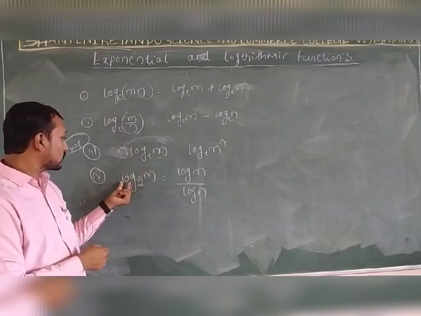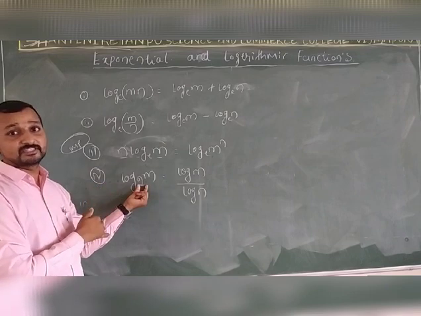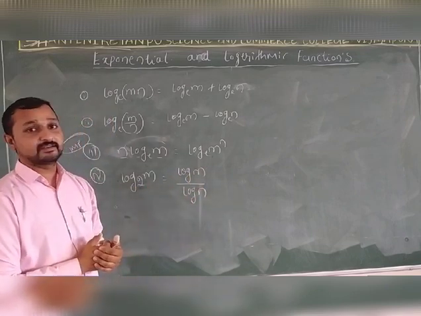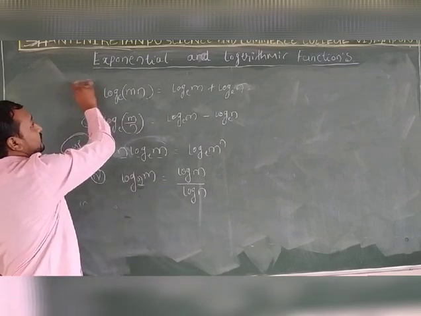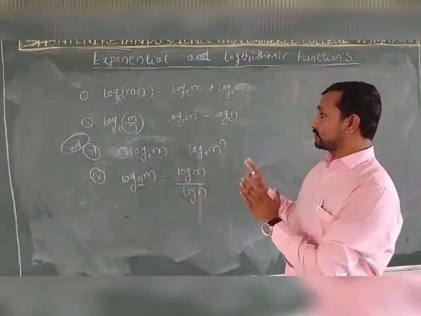Here also, log of m to the base n can be written, by the change of base theorem, as log m divided by log n. This is a very important point, so make note of these properties.